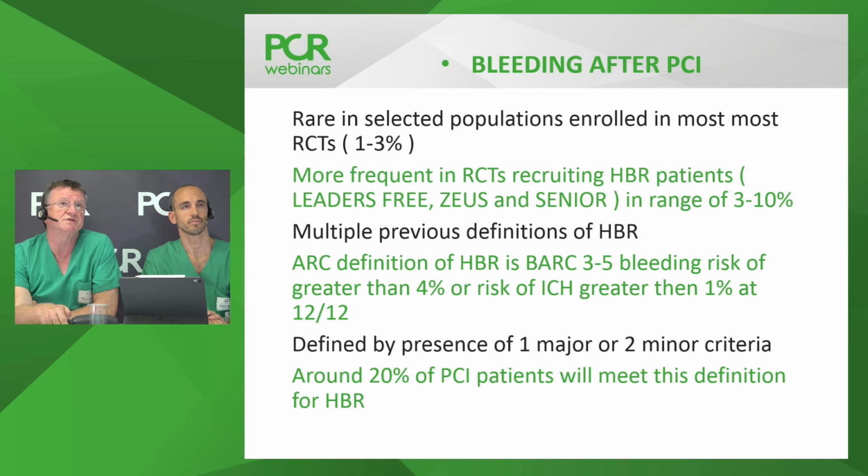risk factors. Now, there are multiple previous definitions of high bleeding risk, multiple scores, but these have recently been pulled together by the ARC definition of high bleeding risk, which defines high bleeding risk as a risk of a BARC 3 to 5 bleeding, so a major bleeding event, greater than 4%, or the risk of an intracranial hemorrhage greater than 1% at 12 months. Patients are defined as having this high bleeding risk by the presence of one major or two minor criteria, which we'll discuss briefly before we go to the cath lab.